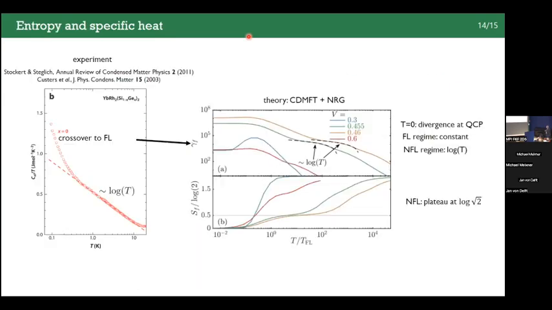So, final plot: another manifestation of strange metal behavior in experiment is a log T behavior of the specific heat. This plot is not arranged in the same way as that one, but for the green and the yellow curves that are close to the quantum critical point, these dashed lines indicate log T behavior, and the colored curves basically match that. And so essentially, we claim that in our model we find this log T behavior also.